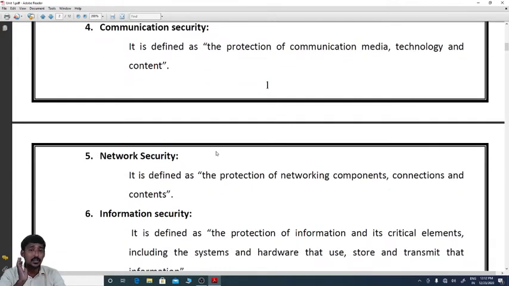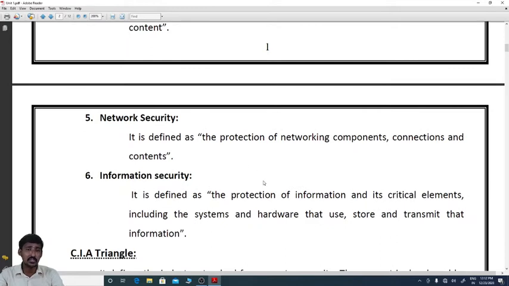Network security provides protection of networking components, connections, and contents. And the last and very important one is called information security. I think we know that data or information is the major asset for every organization.